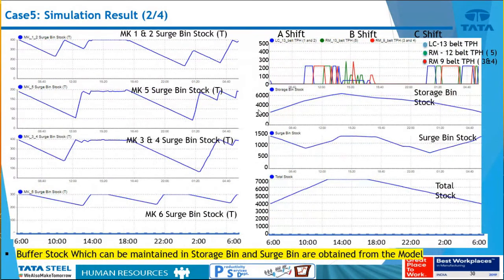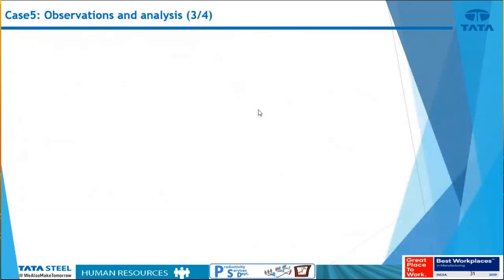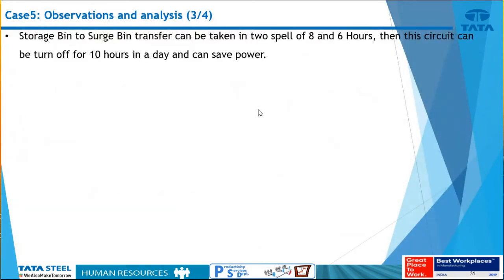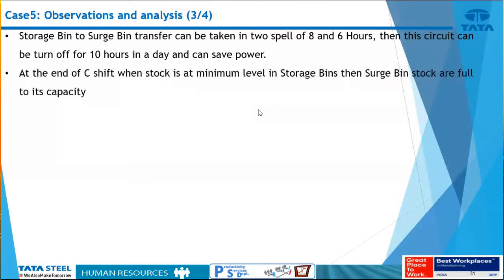Buffer stock which can be maintained in storage bins and surge bins is obtained from the model. Here we can see that the storage bins to surge bin transfer can be taken in two spells of 8 and 6 hours. Then this circuit can be turned off for 10 hours in a day to save power. But after that, it will also be seen that it is required to run only for 8 hours, so 16 hours this circuit can be turned off.